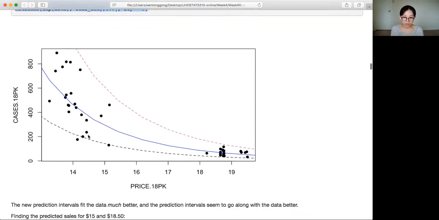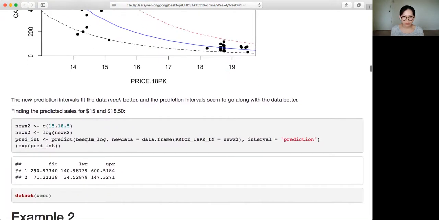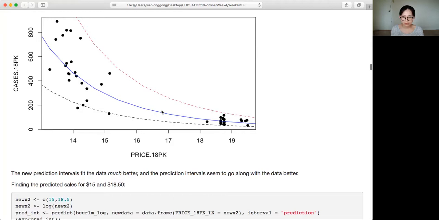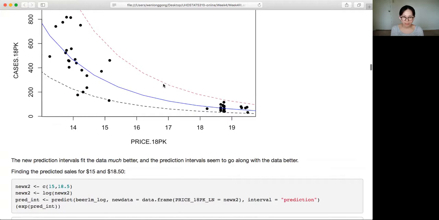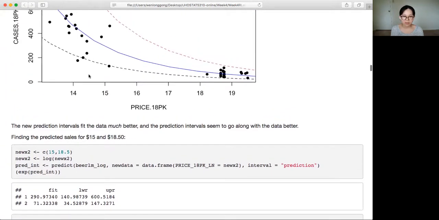And this one looks much better. Well, it covers the data well, and it's getting narrower where the data are more concentrated, closer to each other. So the new prediction interval fits the data much better. This blue line is the fitted value, this is the upper limit, this is the lower limit, and these are basically plotted on this plot.